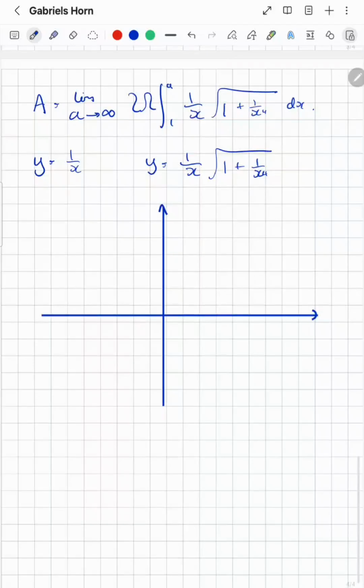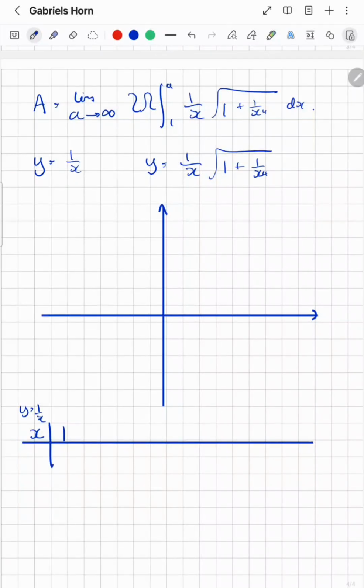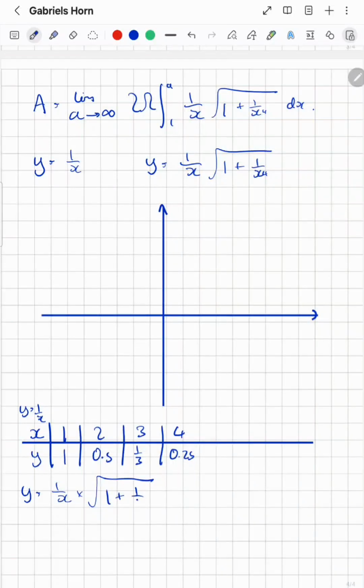So let's take some points. For y equals 1 over x, let's take x equals 1, 2, 3, 4, and y would just be 1, 0.5, 1 over 3, 0.25. Now, let's consider y equals 1 over x multiplied by the square root of 1 plus 1 over x to the 4.